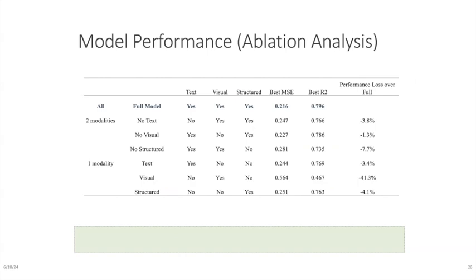In terms of model performance, what we learn is the full model that uses all the modalities has very good prediction power. We also do an ablation analysis. That is, we build the model by removing specific modalities, and we find that the highest loss of performance comes from removing the structured data followed by text data. Interestingly, the visual data is less important for this model's predictive performance.